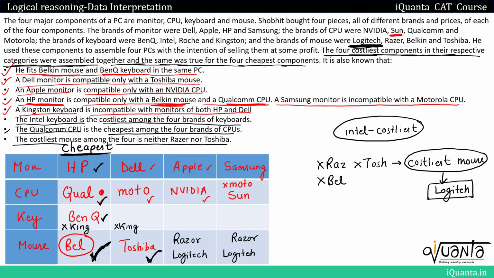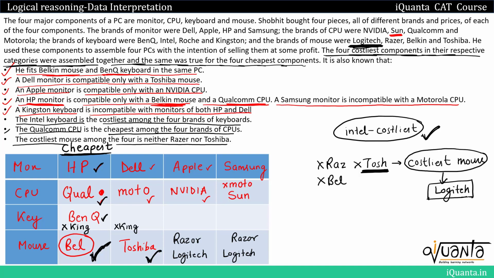Now we'll again have to use the clue that all the cheapest components will be put together, all the costliest components will be put together. We know that Toshiba is not the costliest mouse, and we also know that Intel is the costliest keyboard.